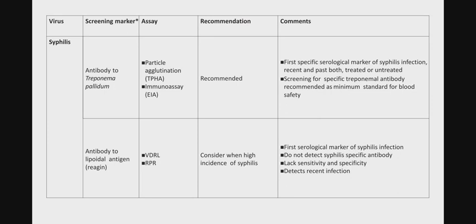And the other is the antibody to the lipoidal antigen. The tests used are the VDRL, Venereal Disease Research Laboratory test, and the RPR, that is the rapid plasma reagin test. It is considered when there is high incidence of syphilis. They are markers of syphilis infection, but they do not detect the syphilis-specific antibody. They lack sensitivity and specificity, and they detect only the recent infection.